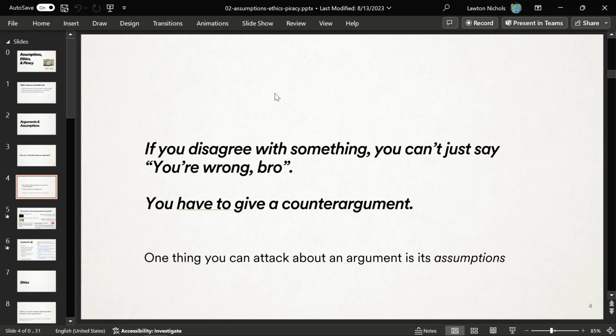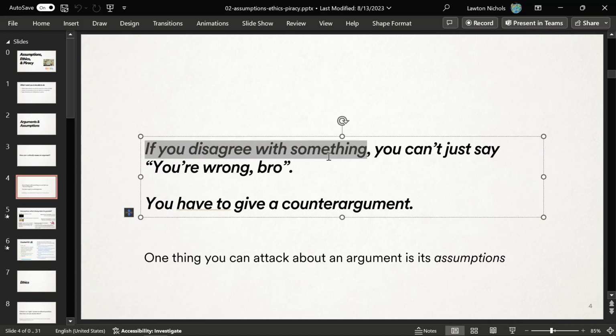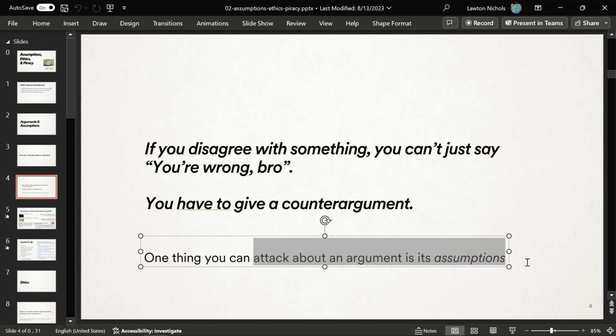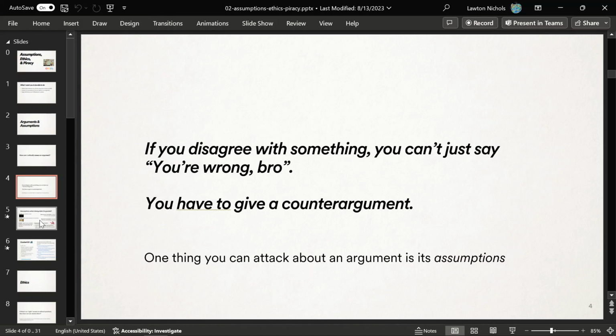So if somebody's yelling at you and you disagree with them, you can't just say you're wrong and call it a day. That's not an argument. You have to give a counter argument to their argument. So find a way to break down whatever they're saying and make it convincing. One nice thing that you can attack about somebody else's argument is the assumptions that they're making as they're arguing. So you can say, no, your assumptions are wrong, and here's why. And that is a valid way to win.